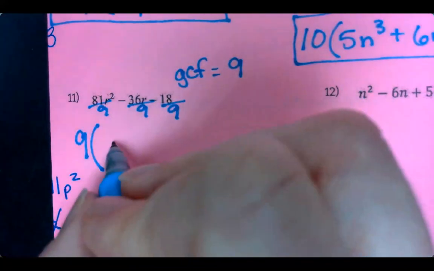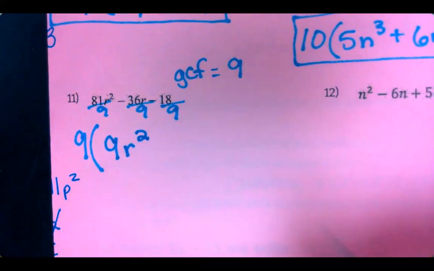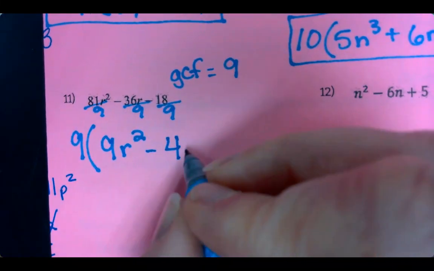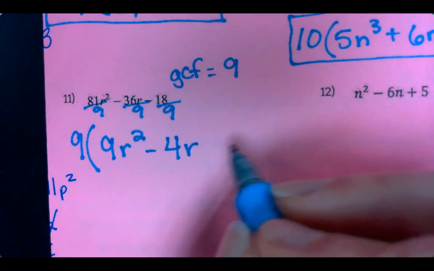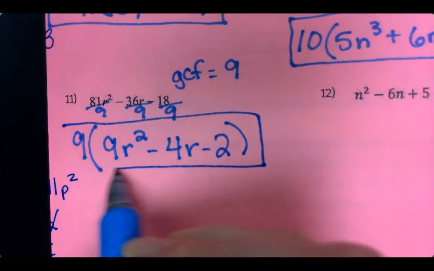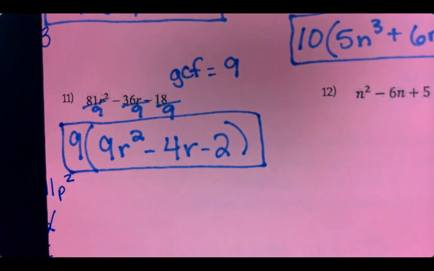So 81 divided by 9 is 9. Got to keep our variable. Negative 36 divided by 9, negative 4. And negative 18 divided by 9 is negative 2. So on the ones that just have a number as our GCF, it's actually pretty easy. We don't have to worry about any variables or anything like that.